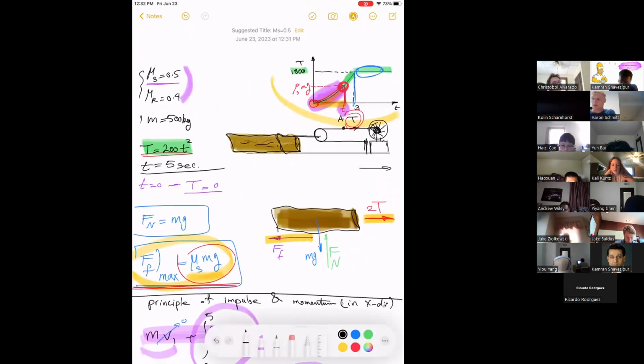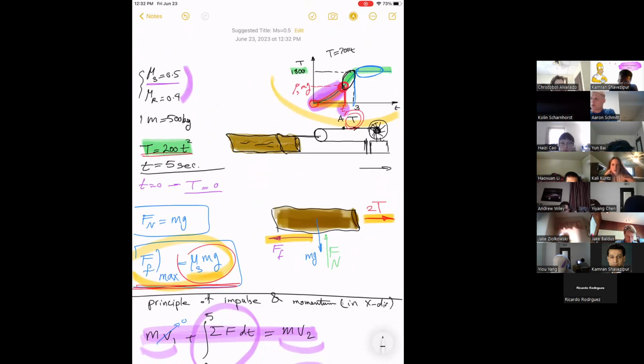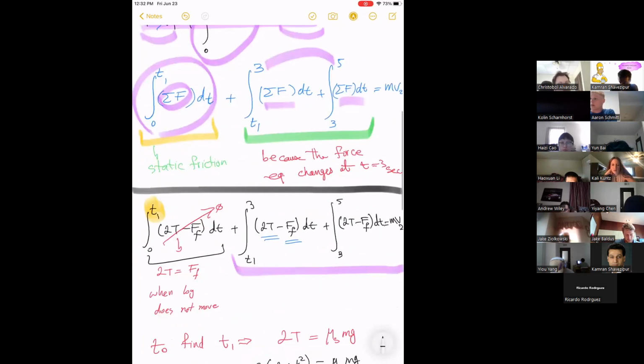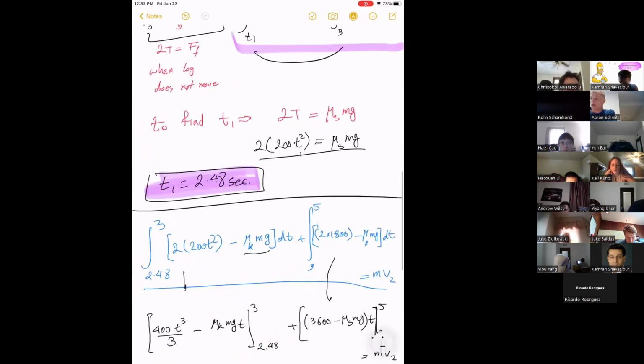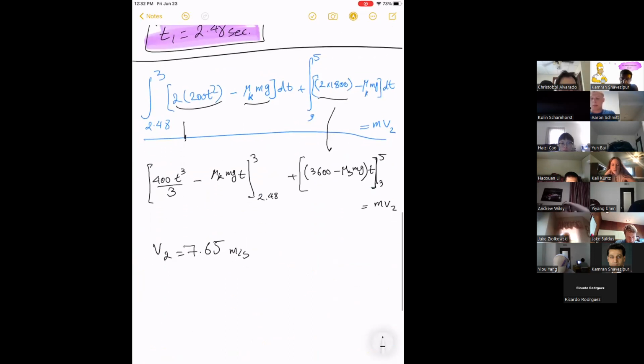Technically, from T1 to 3, you have this variable equation of T equals 200 T squared. And after that, you have T equals 1800, constant. So because the function was different, we had to separate these 2 parts of the integral, right? And after that, just substitute the values, the kinetic friction forces, the equations given, and you calculate it.